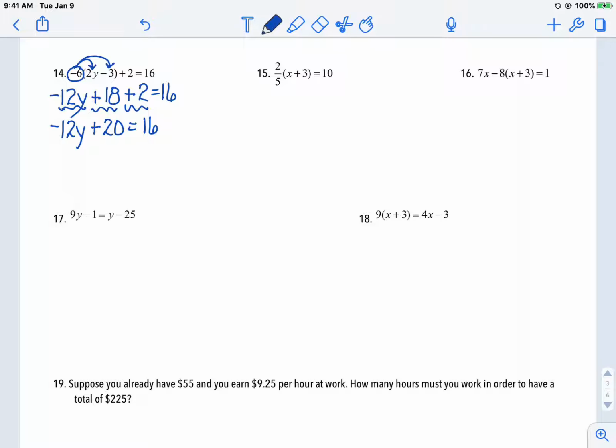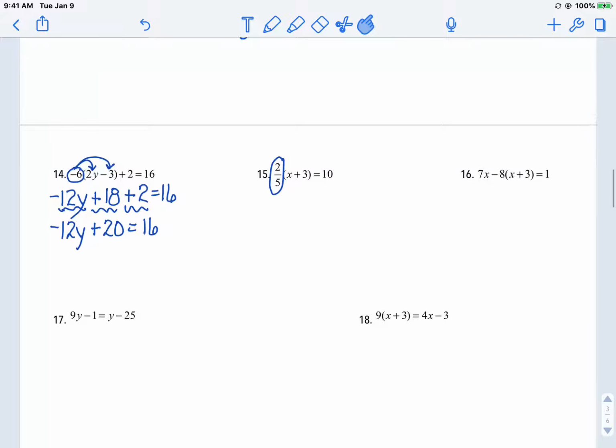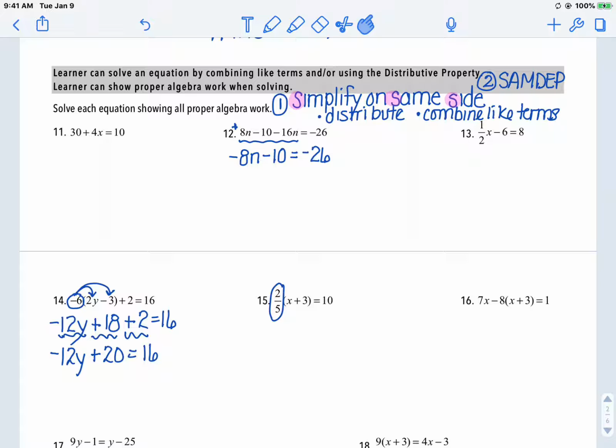So on number 15, I would distribute that 2/5 because, again, our plan from before, if you watched the last video, was to simplify on the same side. That means distributing, and on the same side, combining any like terms. Then going and solving by undoing operations, starting from subtracting and adding.